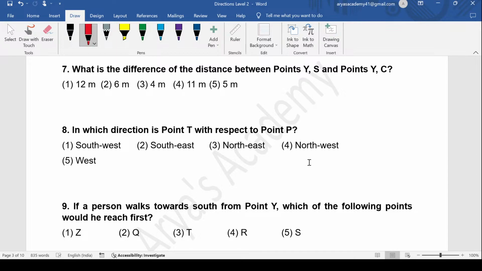Yeah, what is the answer for question number 8? In which direction is point T with respect to point P? So when you look from point P, point T is in which direction from point P? That is what the question is demanding. Can you please tell the answer for question number 8? Northwest, okay. Do all of you got the same answer? Is it northwest?